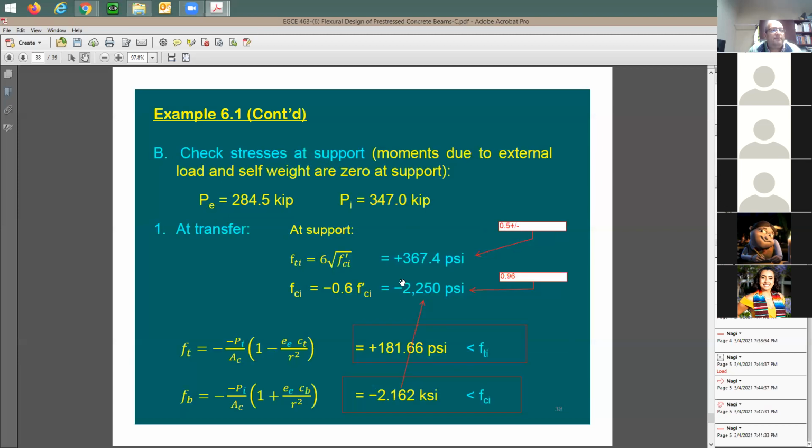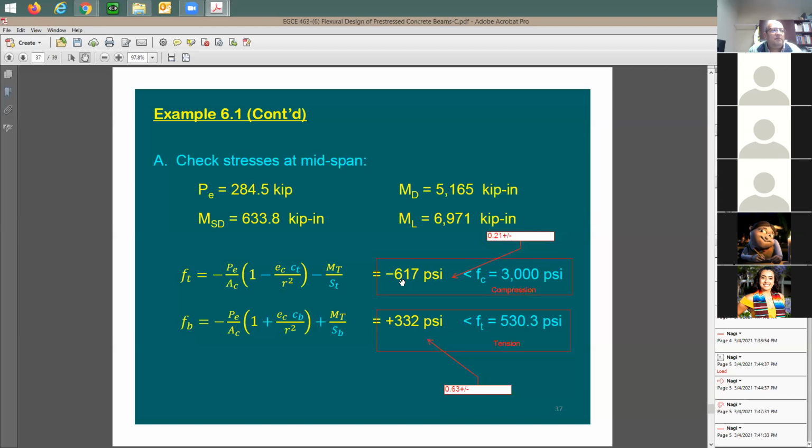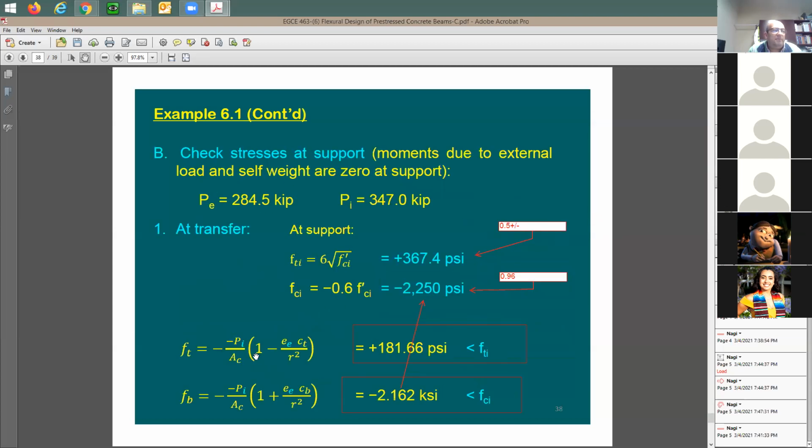Okay, and real quick, why do we include PE for point A, and right here, B, check stresses at support? It's I instead of E, P sub I. This one here is I, because it's going to be at the time of transfer. I is initial, the 374.47. So this analysis here is going to be based on the 374. This stress check here is going to be at the time of transfer.